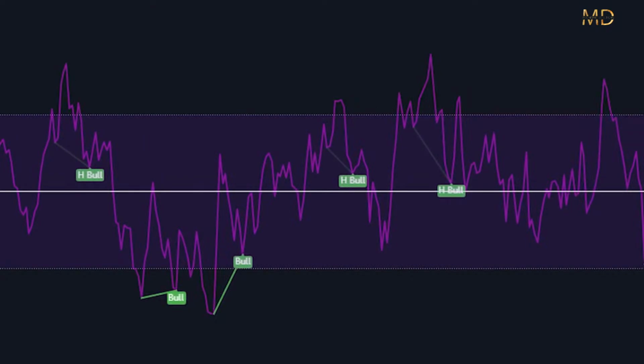So this bullish divergence is not exactly a rule that we have to follow, but it's a great sign if you see it when all the other rules are aligned. Let's move to rule number 3.